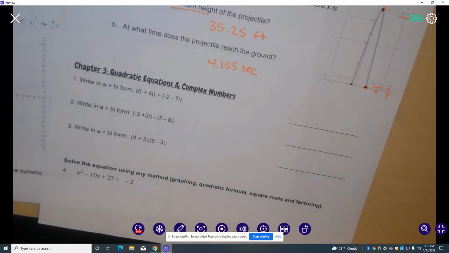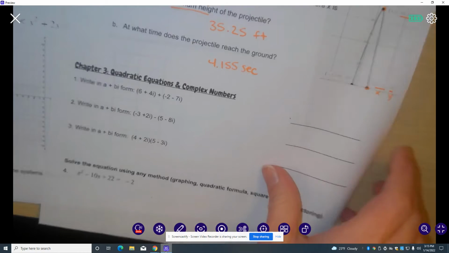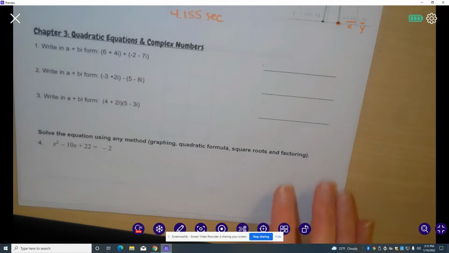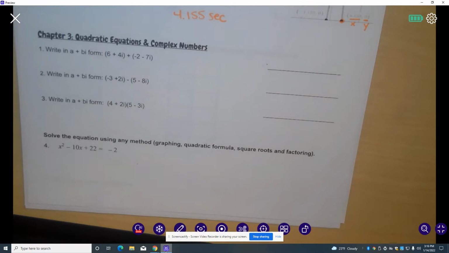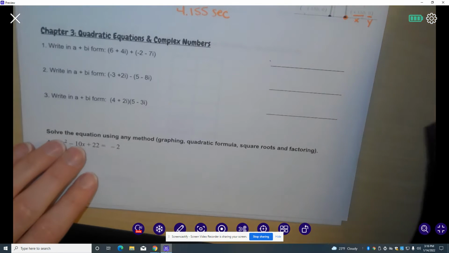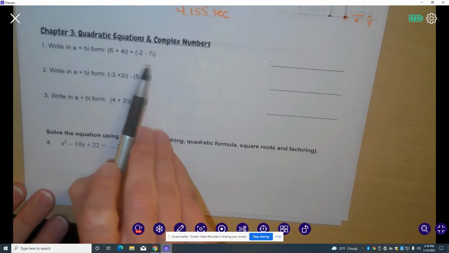This video will cover questions 1, 2, and 3 for Chapter 3 on the final exam review. So Chapter 3 is all about quadratic equations and complex numbers. And so in 1, 2, and 3, we're going to be doing some operations with complex numbers. So in number 1, we're going to be adding complex numbers.